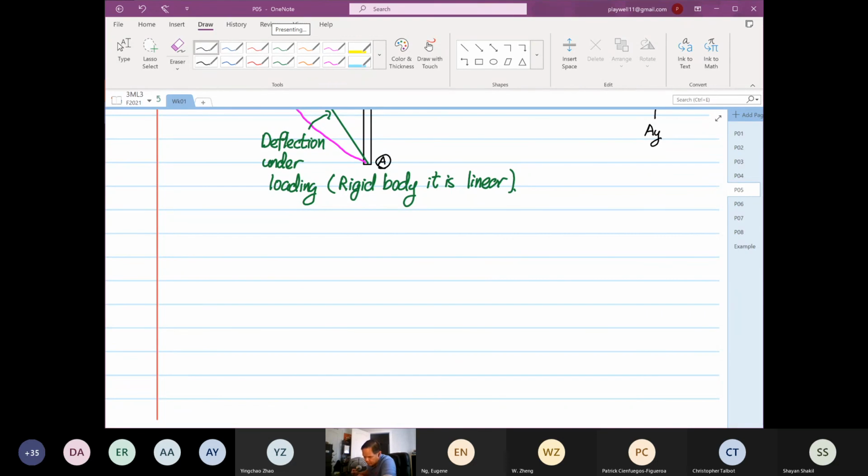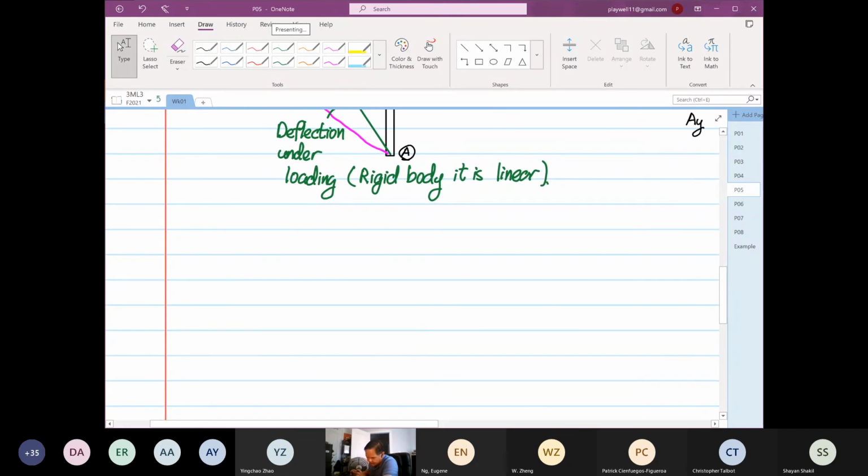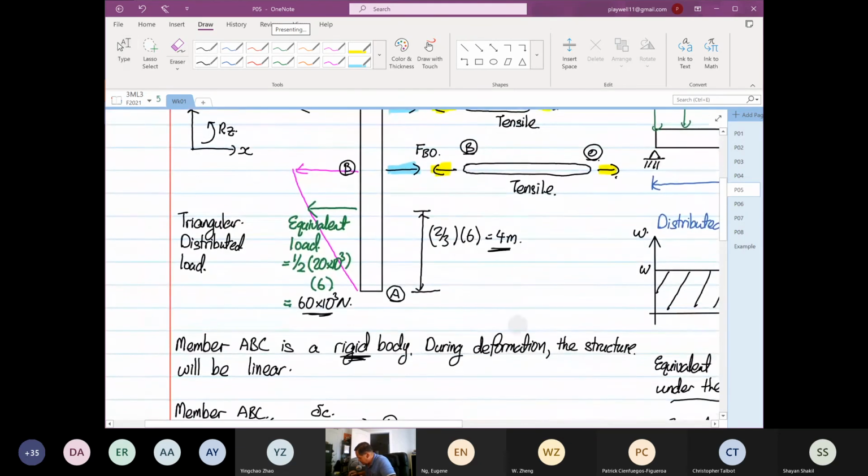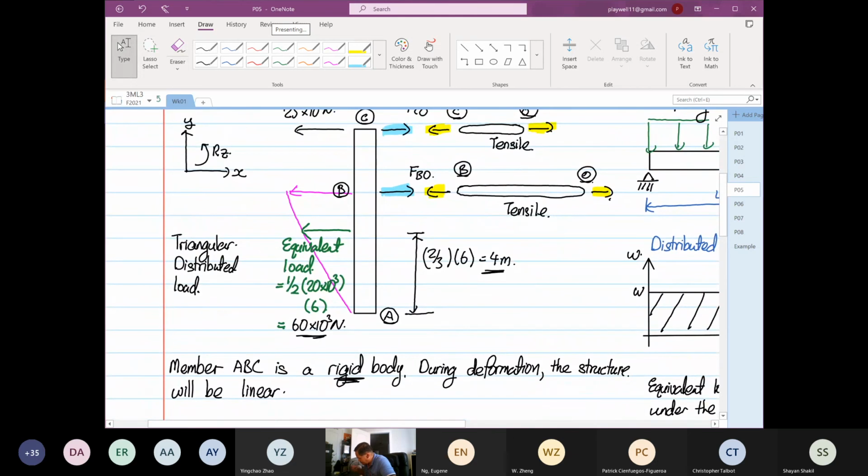We're going to apply static analysis first, to see if we can solve it. So now back to our free body diagram. At point A, we have some reaction also. I'm going to assume it to be my AY.